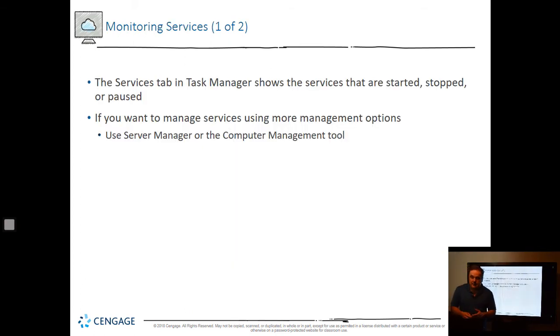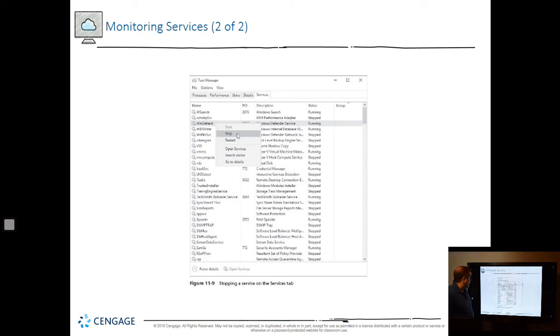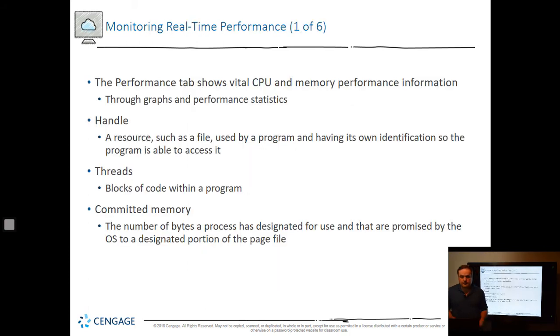The Services tab in Task Manager shows the services that are started, stopped, or paused. So here is the Services tab all the way right. And as I mentioned earlier, if you have a stuck service, you can click on Go to Details, and then you can end the executable that's tied to it. So here you can stop and restart and open services right from that menu.